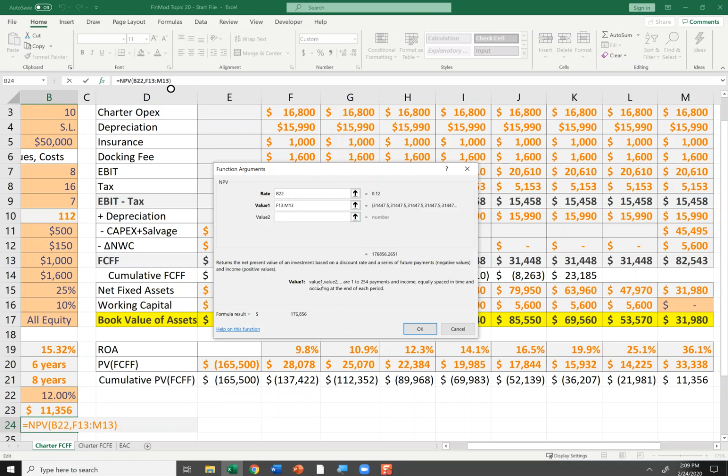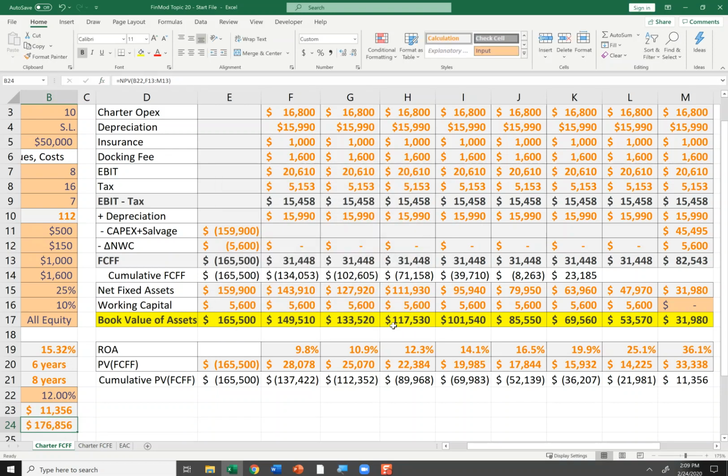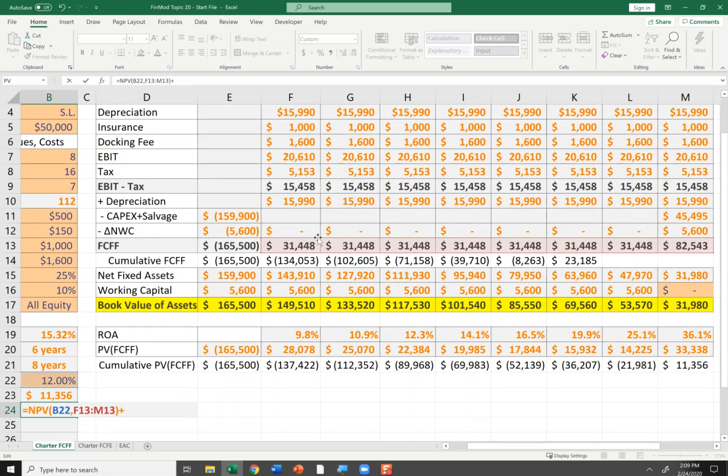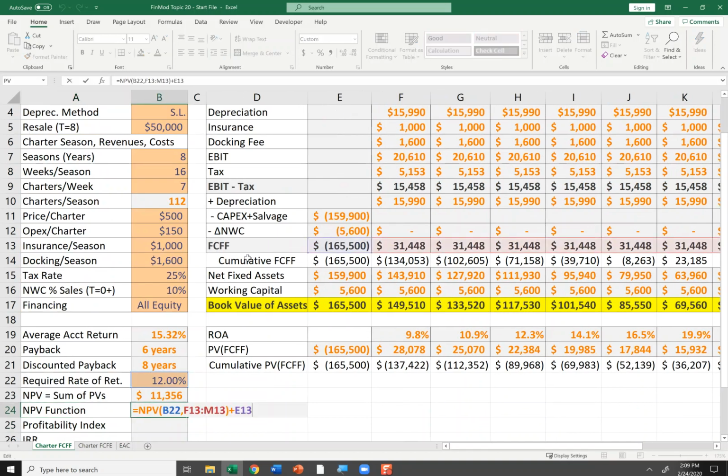So notice it says value 1, value 2, and so on. It doesn't say start today. So when I use the NPV function, I can only start with cash flows to start next period. However, I need to add to that function the initial cash outlay. So the NPV is 11,356, just like I calculated it, but with Excel's NPV function, you have to start with period 1 cash flows and add back the period 0 outlay.